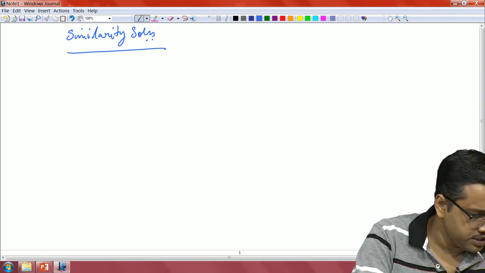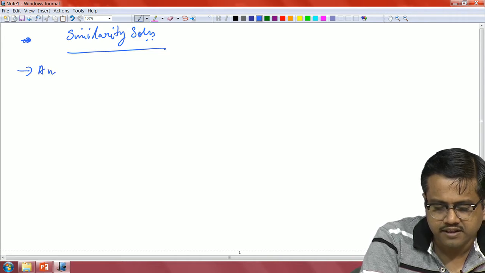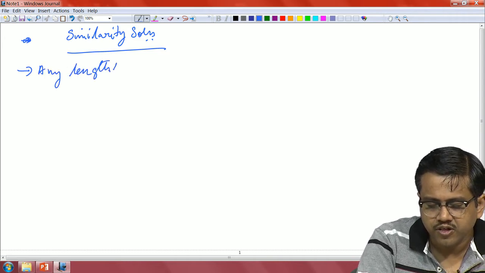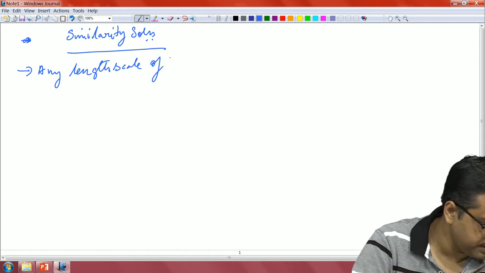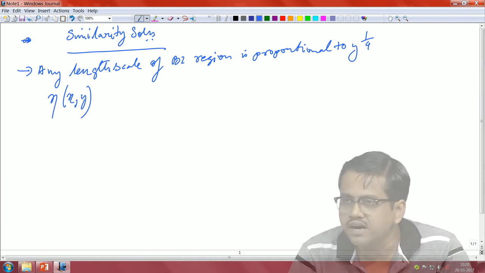So, the first point to note, any length scale of the boundary layer region is proportional basically to y to the power of 1/4, that is what we have seen. So, the dimensionless variable can be constructed, and it can be written as eta, which is a function of x and y. This is very standard, this eta form you have seen earlier also.